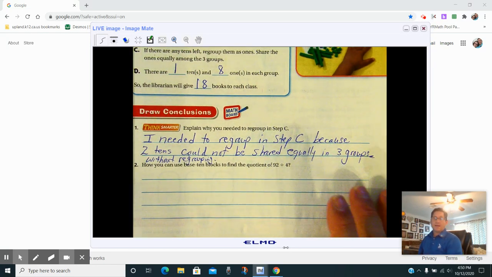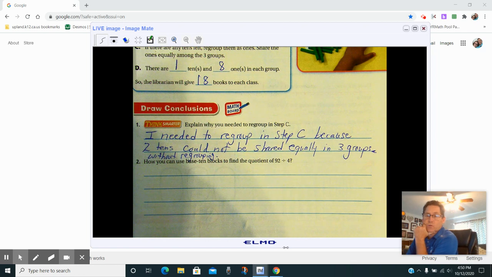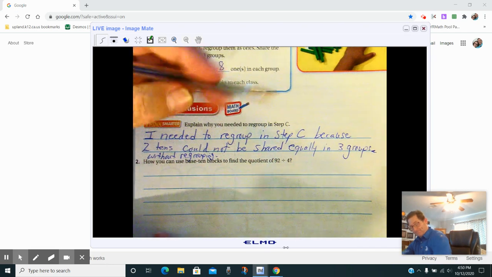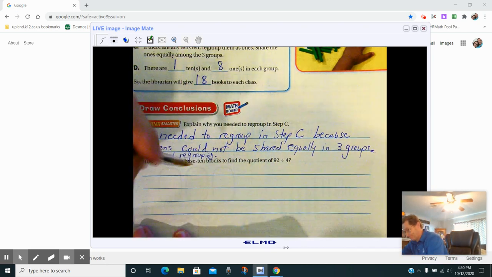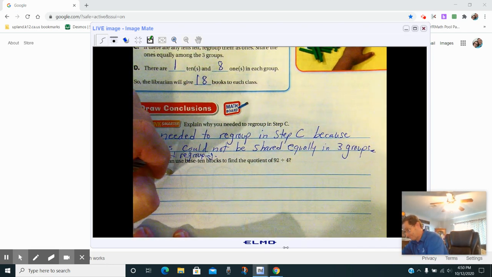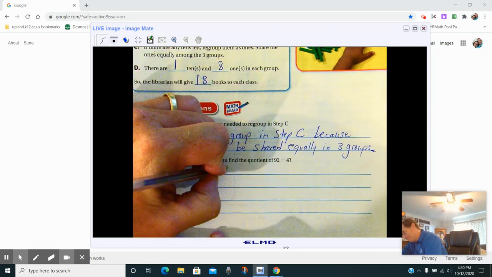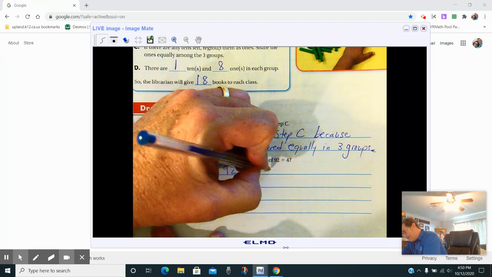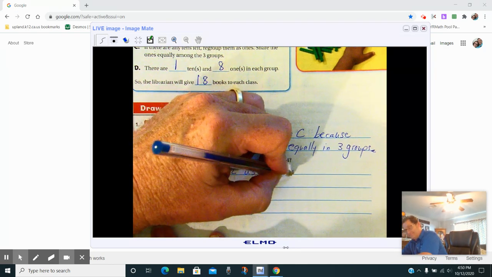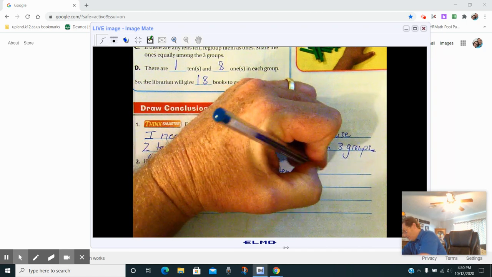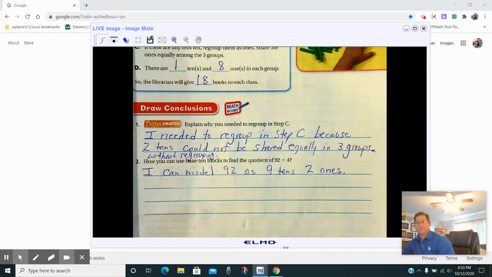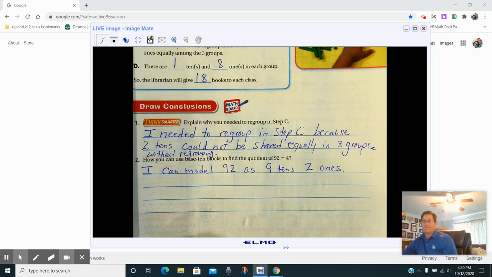How can you use base 10 blocks to find the quotient of 92 divided by 4? Okay, so I can model 92 as 9 tens, 2 ones. Okay, so that's first, right? What can we model the 92 as? That would be 9 ten rods and 2 one cubes.